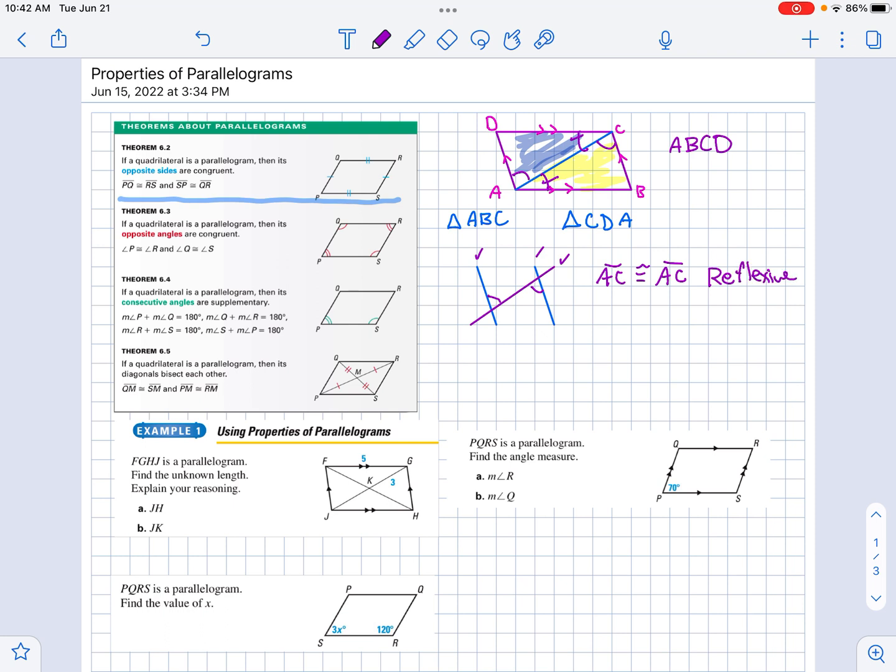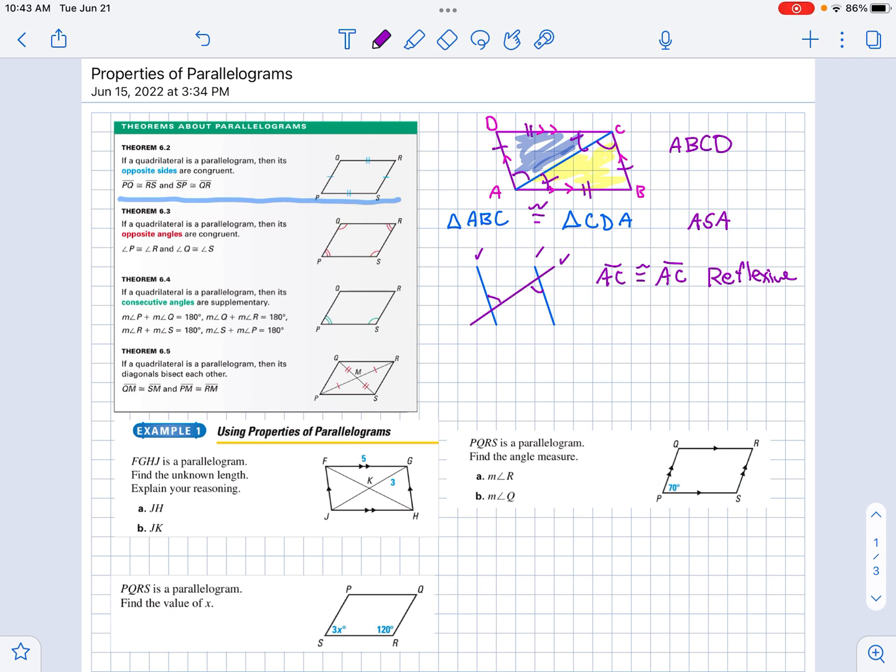So it looks like these two triangles are congruent by angle, side, angle, ASA. We've got an angle, we've got a side, and we've got another angle. So we've got angle, side, angle congruence. That means that the corresponding parts are congruent. That means the opposite sides are congruent.